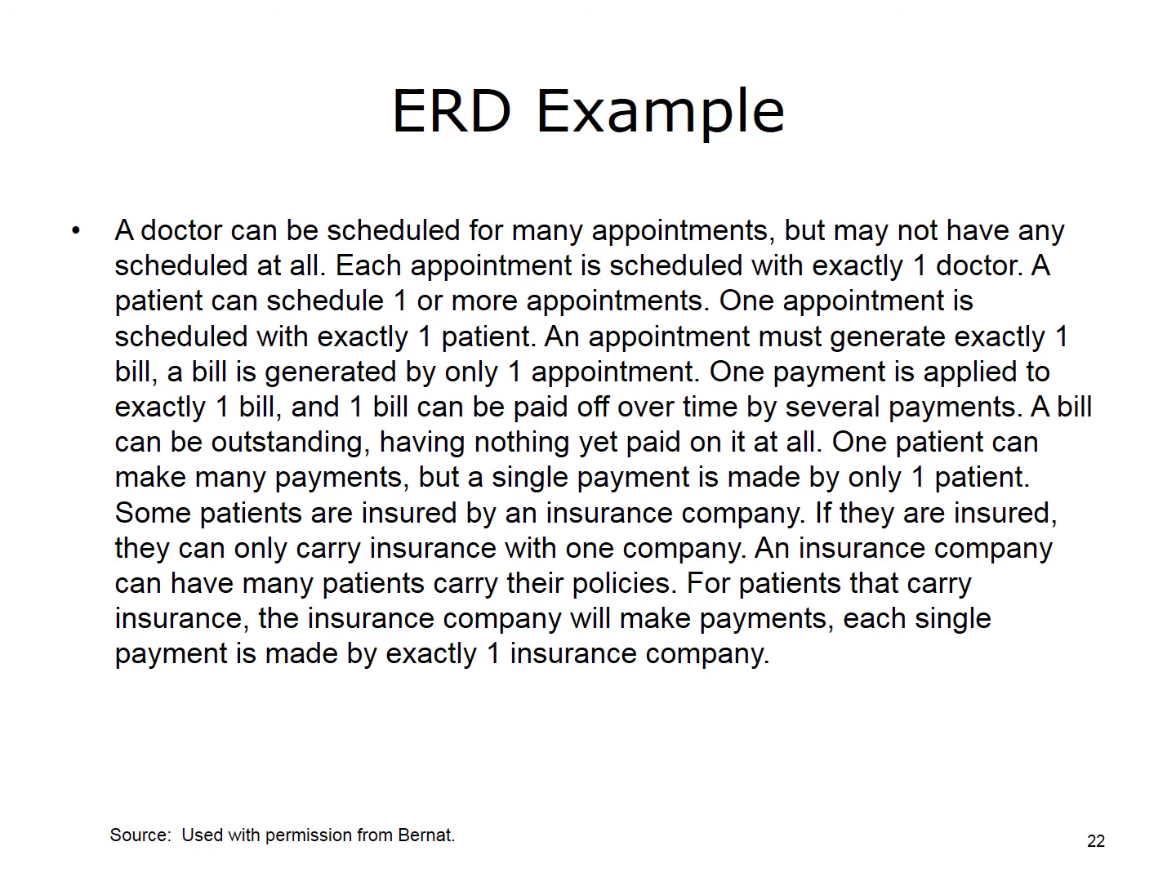One payment is applied to exactly one bill, and one bill can be paid off over time by several payments. A bill can be outstanding, having nothing yet paid on it at all. One patient can make many payments, but a single payment is made by only one patient. Some patients are insured by an insurance company. If they are insured, they can only carry insurance with one company. An insurance company can have many patients carry their policies. For patients that carry insurance, the insurance company will make payments. Each single payment is made by exactly one insurance company.